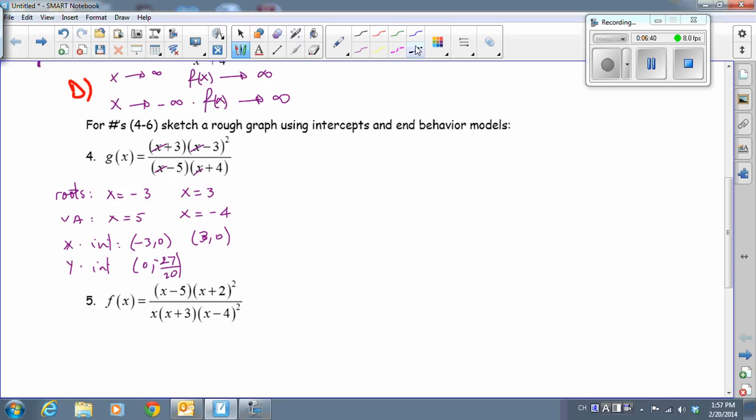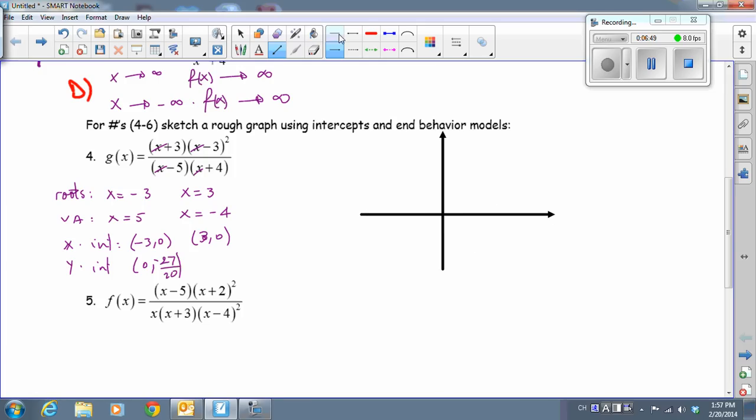Alright, let's go ahead and give a rough graph. Start with my x and y coordinates. The first few points I will plug in are my asymptotes. So let's start by graphing out a vertical asymptote at 5. I assume this is 5. I also have a vertical asymptote at -4, somewhere here.